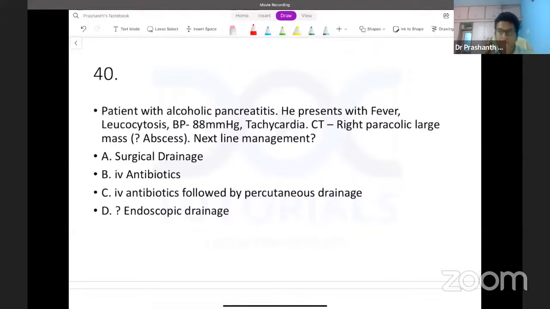Next is a patient with alcoholic pancreatitis who presents with fever, low blood pressure, and tachycardia, and has a large right paracolic mass, which is probably an abscess. As per the description, what next? Usually the patient has sepsis. The next best treatment is percutaneous drainage.